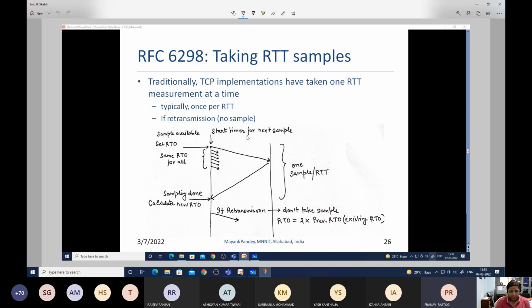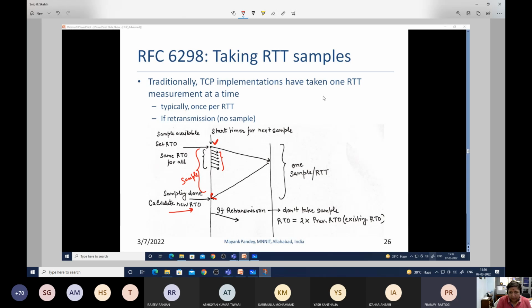fine. You started the timer for the next sample, you have sent these packets, same RTO for all, and then you'll get the acknowledgement, any acknowledgement. So whatever first packet you have sent, you get the acknowledgement. As soon as you get the acknowledgement, you get another sample. And as soon as you get the sample, you get the new RTO. A bit confusing. This is a bit confusing.